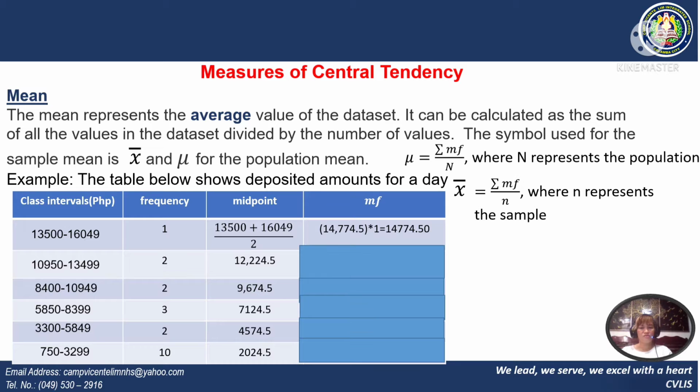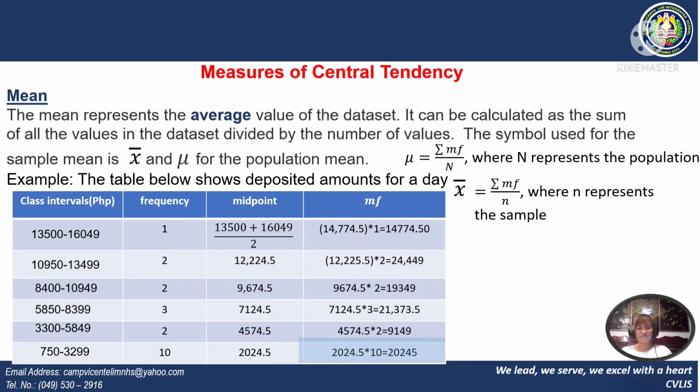Okay, so you simply multiply the midpoint and frequency of each class interval. So 14,774.5 times 1, which is equal to 14,774.5. Okay, and then let's move to the second class interval, 12,224.5 multiplied by 2, which is equal to 24,449. That goes the same with the remaining class intervals.